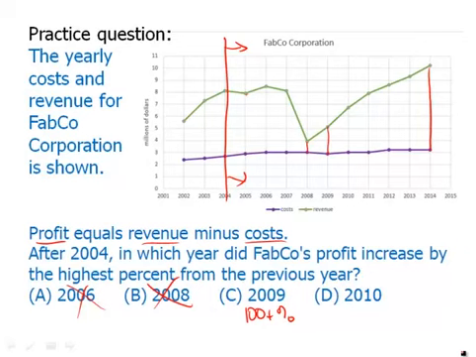From 2009 to 2010, where we go from $2 million to something slightly less than $4 million, so almost 100%, but not quite 100%. So it turns out that the biggest percent profit increase, again, remember the difference between numerical increase and percent increase. We had a bigger numerical increase in going from 2009 to 2010. That was a huge numerical increase, but not as big a percent increase. And here we're asked about the percent. So C is the best answer here.